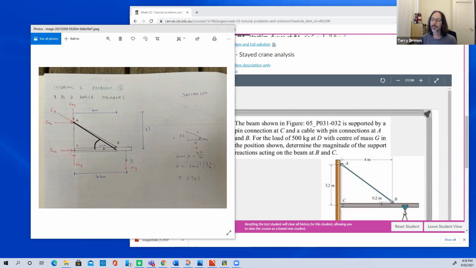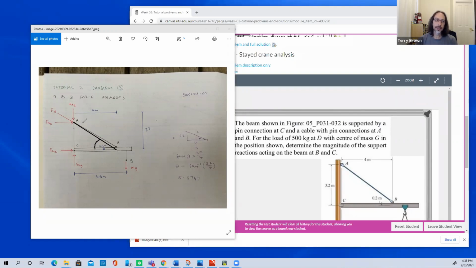But if you were doing this as a design task, if you're actually designing this, then you've got to put on all these dimensions yourself. So you have to be clear about where things are. We saw a few examples in the tutorial where, because the student hadn't drawn a nice, neat, clear free body diagram, we couldn't see this detail properly.